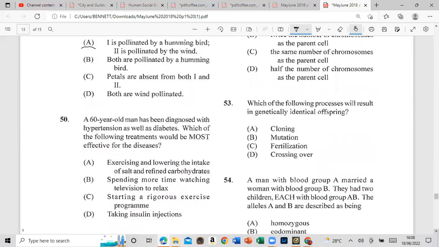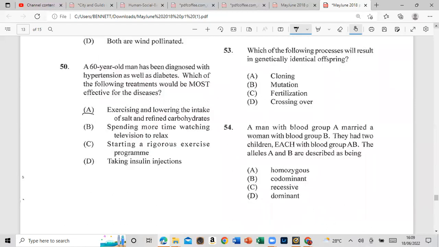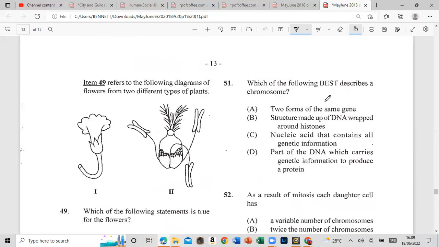50, a 60-year-old man is being diagnosed with hypertension as well as diabetes. Which of the following treatment would be most effective for the diseases? A, exercising and lowering the intake of salt and refined carbohydrates. B, spending more time watching television to relax your mind. C, starting a rigorous exercise program. D, taking insulin injection. I'm gonna go with A, exercise and lowering your intake of salt, right? Matter of fact, we have a company salt as young people. Come on. You guys practice that.